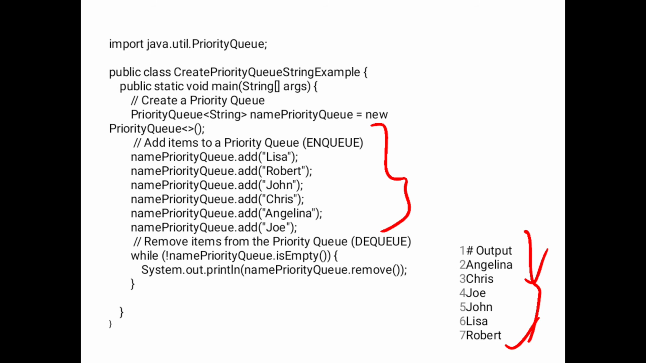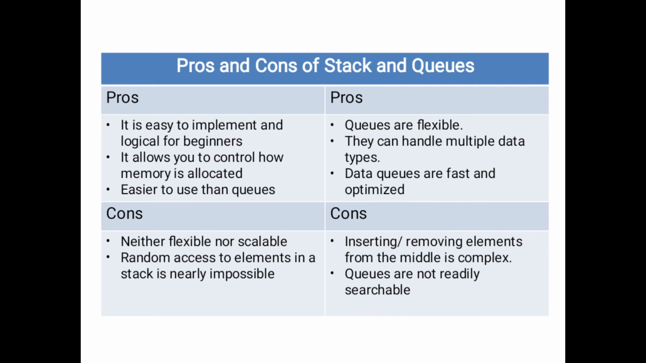So that is the priority queue. Here are some advantages and disadvantages of stacks and queues, the pros and cons. First, a stack is easy to implement and logical for beginners. Queues are flexible. It allows you to control how memory is allocated, and is easier to use than queues. So this is the concept of stack, and this is the concept of queue. What are the advantages of stack, and what are the advantages of queue?